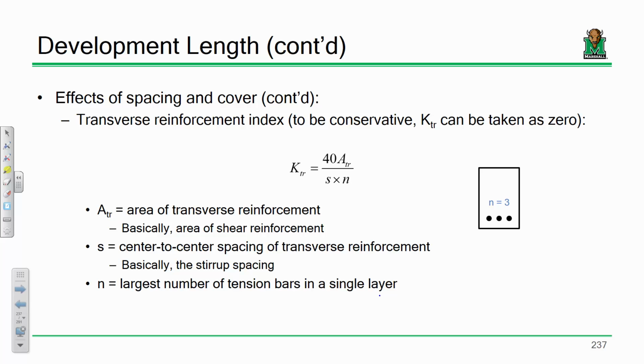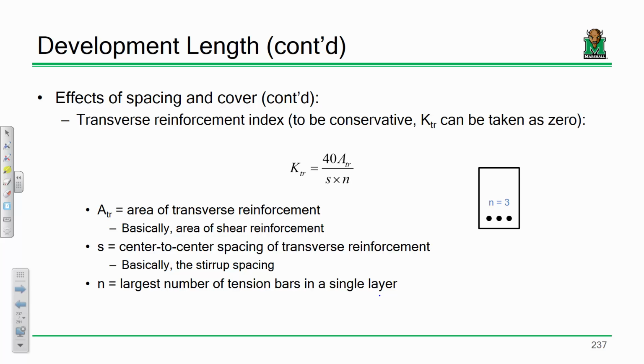What about this KTR? KTR is basically a measure of how your transverse reinforcement is helping your development length. And what I mean by transverse reinforcement for beams is basically stirrups. What do you think the stirrups are doing for development length? Now, obviously, we're putting stirrups in the beam to resist shear, but what are they doing for development length? What do you think they're doing to that concrete? They're holding it together, right? The more stirrups that you have, they're going to hold that core of the concrete together. They're going to serve as sort of a confining agent for that concrete.